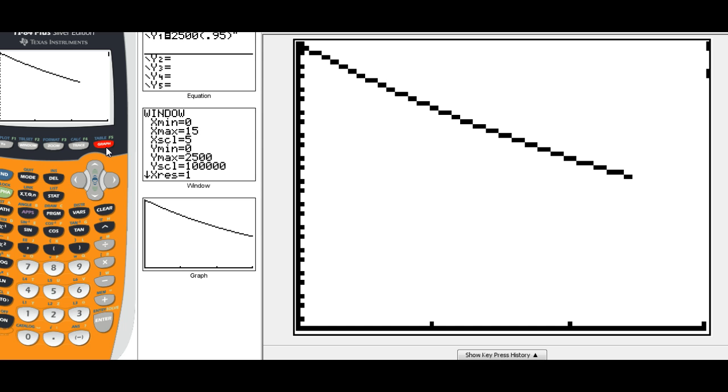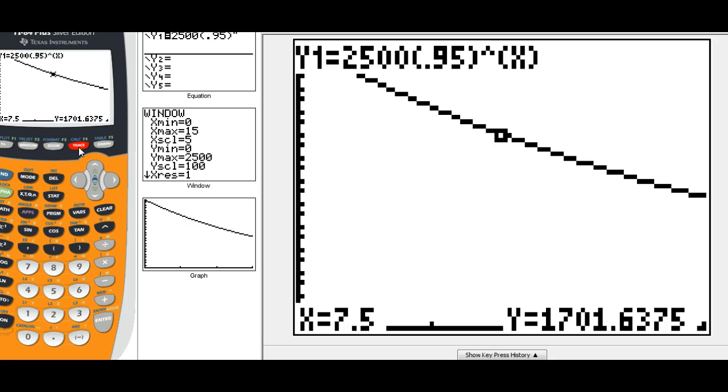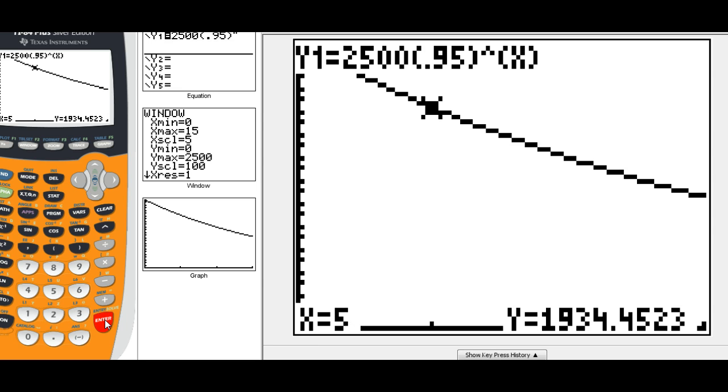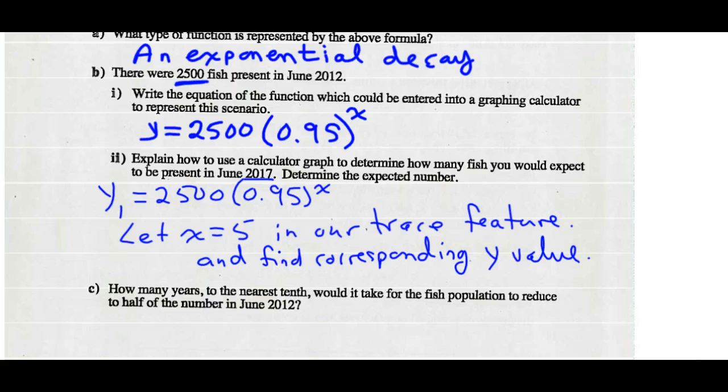So we said in our notes, if I'm looking to find how many fish are in 2017, you hit your trace function, and you type in a value for x of 5 years. Right? 5 years from 2012 was 2017. So there's 1,934 fish. All right. So 1,934 fish in June of 2017.